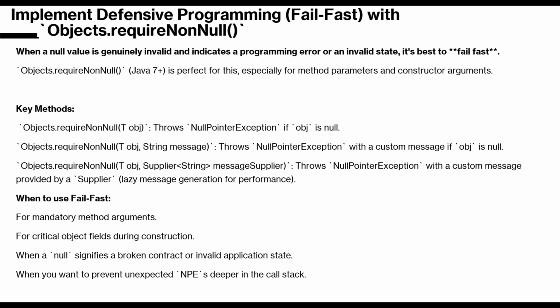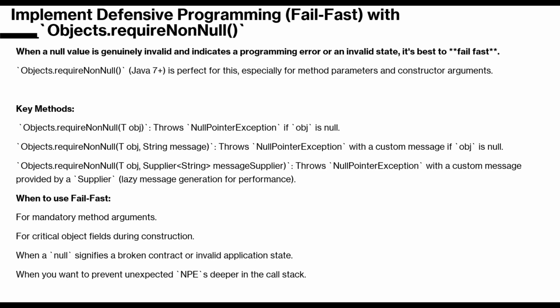Now there are key methods, where there are three variations of Objects.requireNonNull. One is going to throw a NullPointerException if an object is null. The second variation is that it is going to throw a NullPointerException with a custom message if an object is null. The third is that it's going to throw a NullPointerException with a custom message provided by the supplier. So it is going to be lazy message generation, which is for performance.